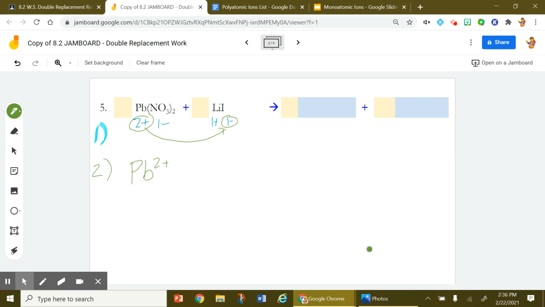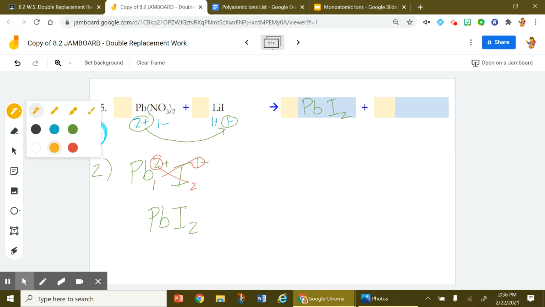Pb2 plus bond iodine, which is 1 minus, and we crisscross. And we get as our formula Pb1, or just Pb, I2. Lead 2 iodide is our first product. All right, next we got to combine and get the second product.